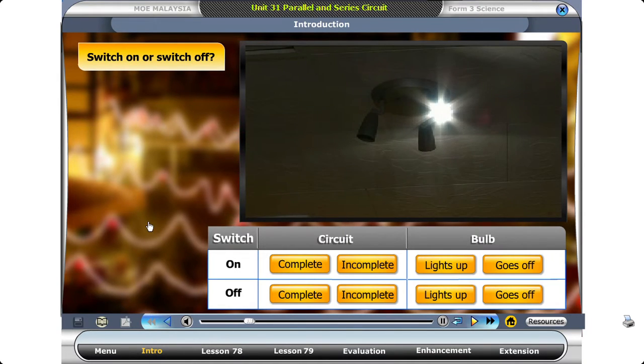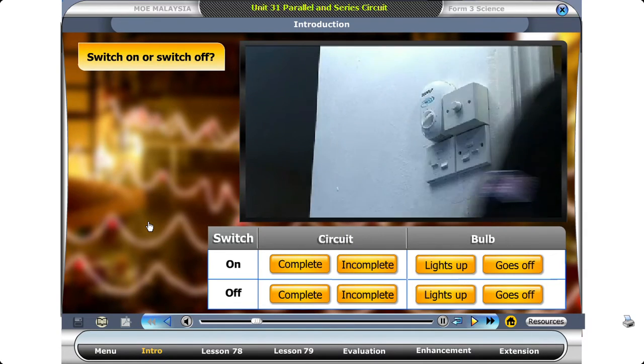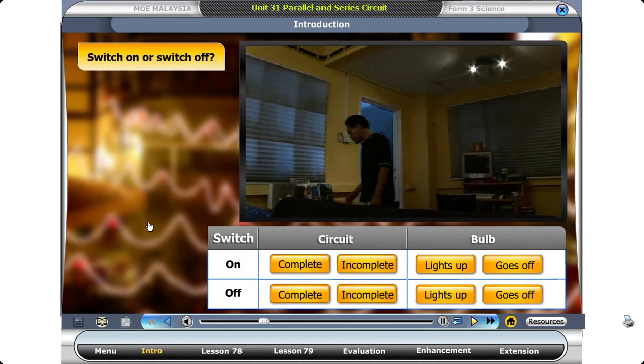When the boy switches on the light, the circuit is complete and the bulb lights up. When the boy switches off the light, the circuit is incomplete and the bulb goes off.